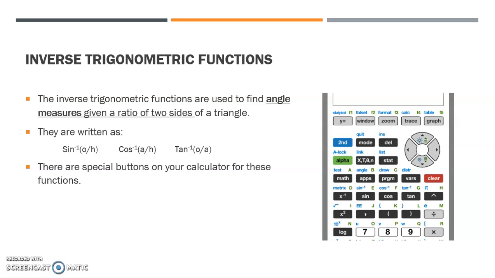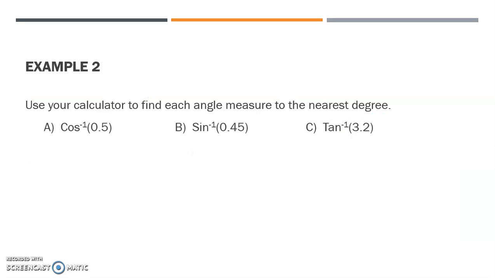Let's take a look at an example. Example 2 says to use your calculator to find each angle measure to the nearest degree. So in this one, what you're going to need to do is just type each of these things into your calculator and then hit enter. So I would type cosine inverse of 0.5 and hit enter, and that would give me that result. Sine inverse of 0.45 and hit enter, and I get that result. And tangent inverse of 3.2 and hit enter and get that result. So try and do that yourself and then see if your answers match.